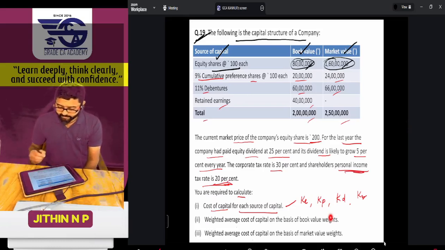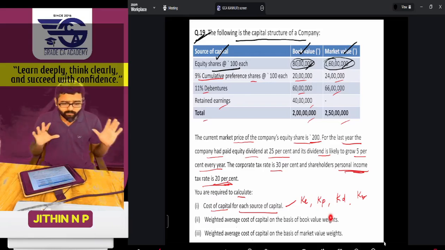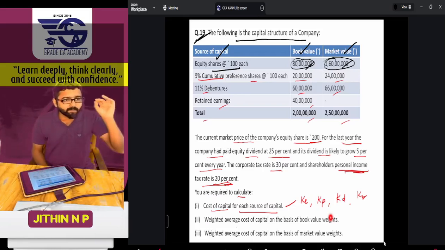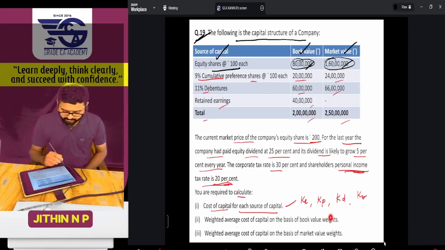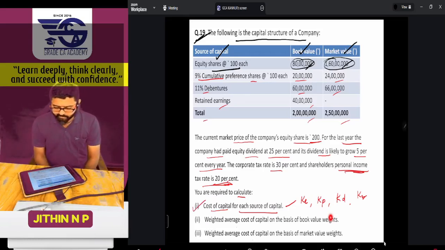Clear? Okay. In any weighted average cost of capital question, you should first find out the specific cost of capital. First step is computation of specific cost of capital. In this question, they ask the cost of capital for each source of capital. First find out KE, KP, KD, KR. Then second, weighted average cost of capital on the basis of book value weights, and weighted average cost of capital on the basis of market value weights.